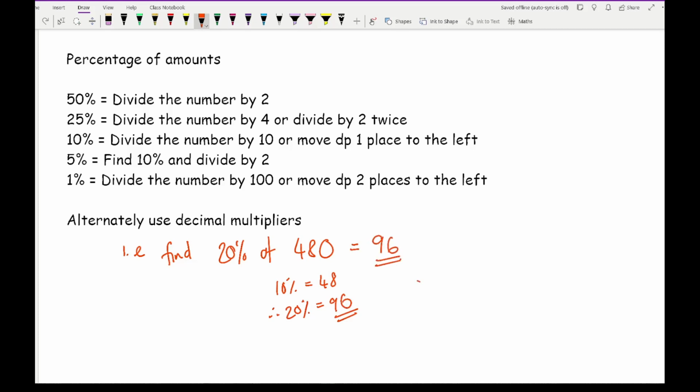Now if I was going to do it on a calculator, all I need to do is convert 20% into a decimal, multiply that by 480, and that would give me the answer of 96 also.